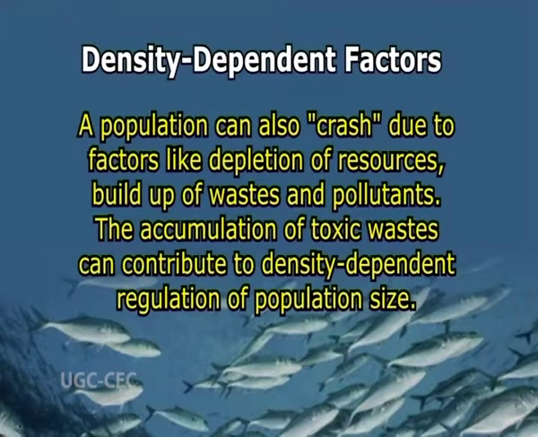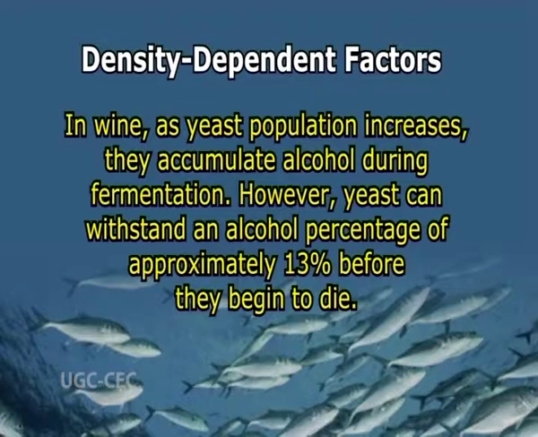A population can also crash due to factors like depletion of resources, buildup of wastes and pollutants. The accumulation of toxic wastes can contribute to density dependent regulation of population size. In wine, as yeast population increases, they accumulate alcohol during fermentation. However, yeast can withstand an alcohol percentage of approximately 13% before they begin to die. Thus, density dependent factors are important in regulating populations and in keeping population at equilibrium.